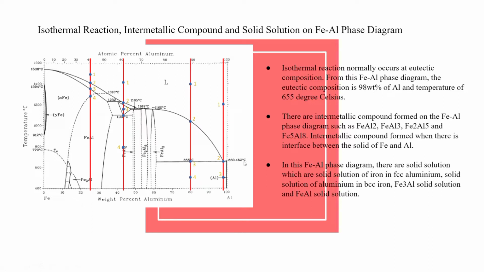From this phase diagram also, there are intermetallic compounds that are formed, which are FeAl2, FeAl3, Fe2Al5, Fe5Al8. These intermetallic compounds are formed at the interface between solid iron and aluminium, meaning that two different solid elements, iron and aluminium, form an intermetallic compound. There are also solid solutions in the phase diagram: solid solution of iron in FCC aluminium, solid solution of aluminium in BCC iron, Fe3Al solid solution, and FeAl solid solution.